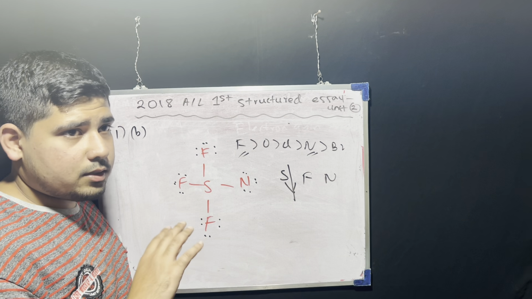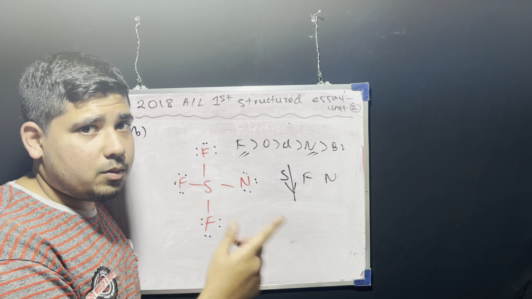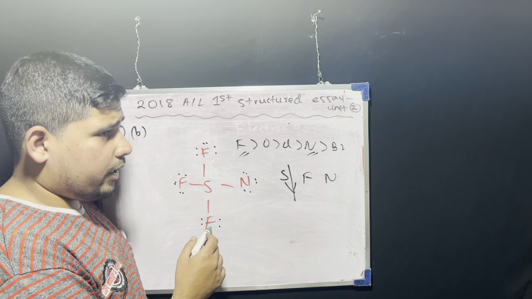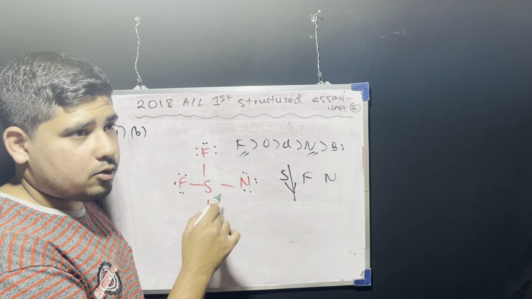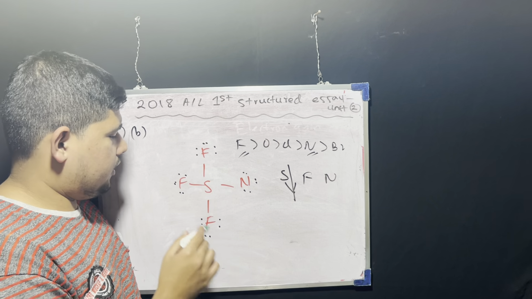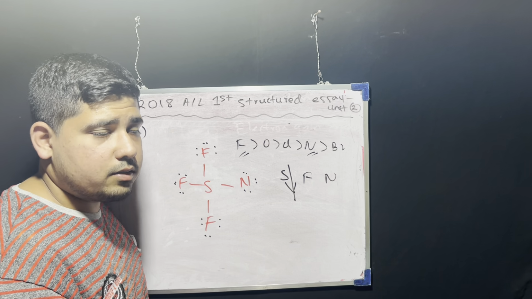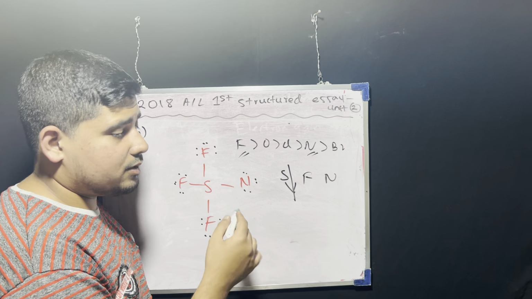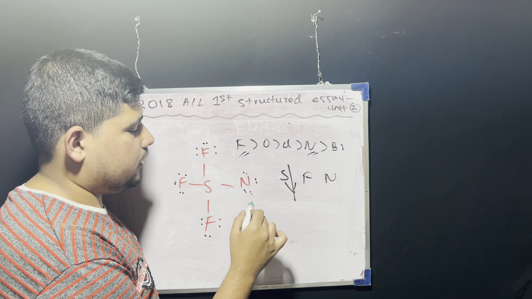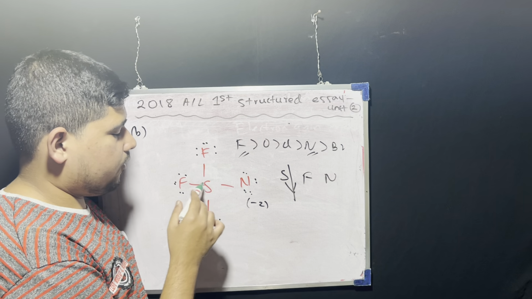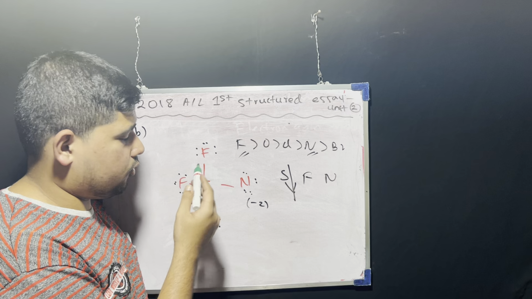Now the octet is completed. Now we see the formal charge. How will the formal charge be? For fluorine, there should be 7 valence electrons. It has 7 valence electrons around itself. No charge. Here also no charge. Here also no charge. For nitrogen, there should be 5 valence electrons. But here how many valence electrons are there? There are 7: 1, 2, 3, 4, 5, 6, 7. Therefore minus 2 charge. For sulfur, there should be 6, but it has only 4 valence electrons, so plus 2.